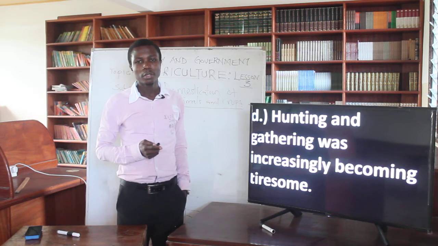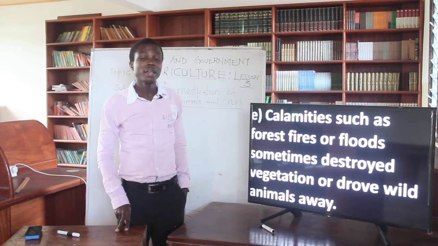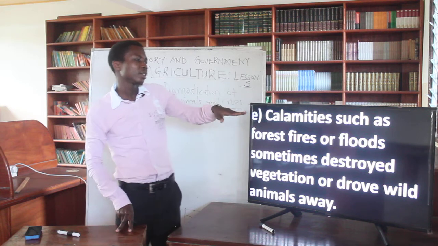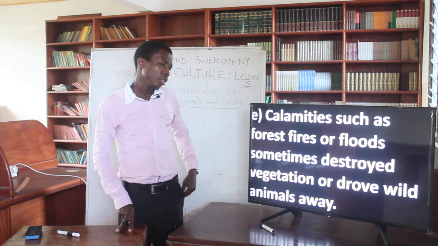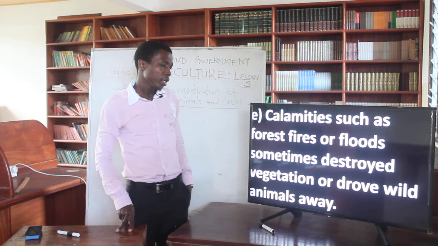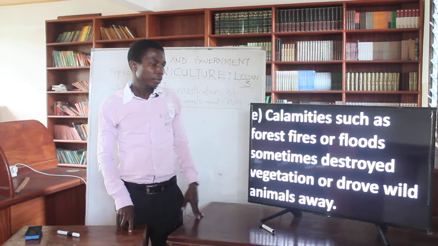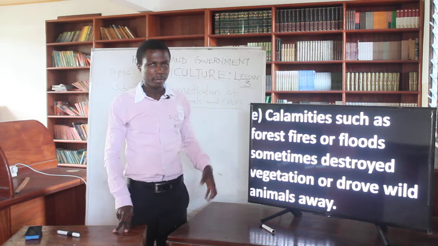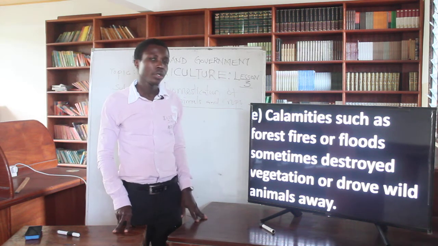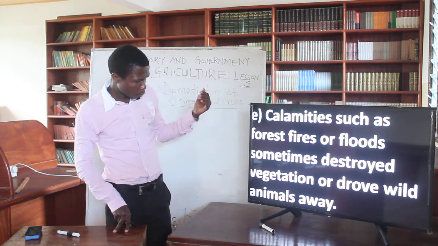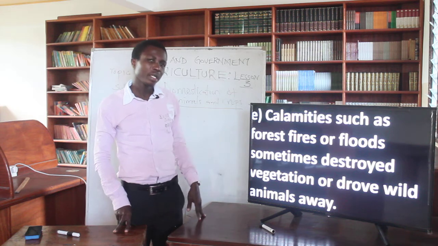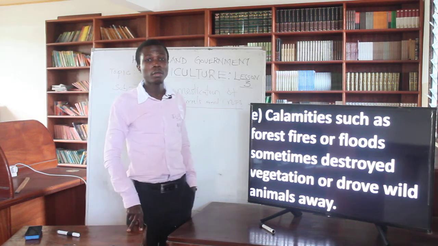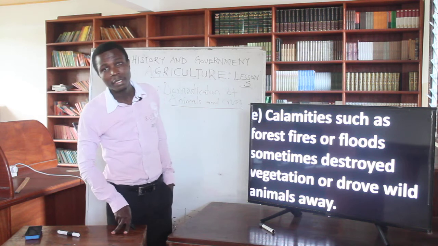Animal and what? Then the next, calamities such as forest fires, which we talked about previously, like the environmental changes and conditions. Calamities such as forest fires or floods sometimes destroyed the vegetation, and also drove away animals. Vegetation was what man obtained in gathering. Therefore, this forest fire could burn all of it, and food was destroyed by that, and even the wild animals in such places were driven away by the fire. So man remained without food, so they switched into agriculture, whereby they could get food.